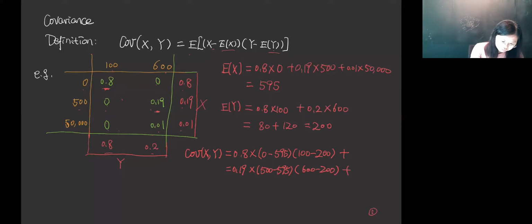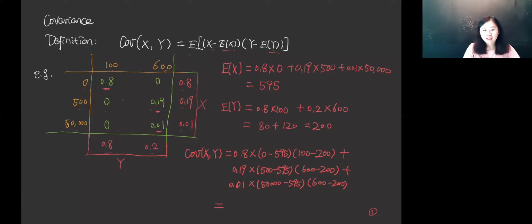And now the last non-zero cell is this 0.01, corresponding to the values of X and Y being 50,000 and 600. If you do all the calculation on the computer, of course, you get that this covariance is 238,000. So clearly it is positive, which is intuitive because the medical expenditure in both cases increases with the severity of your illness. So they do move in the same direction.